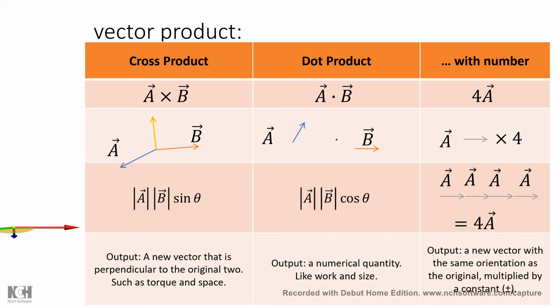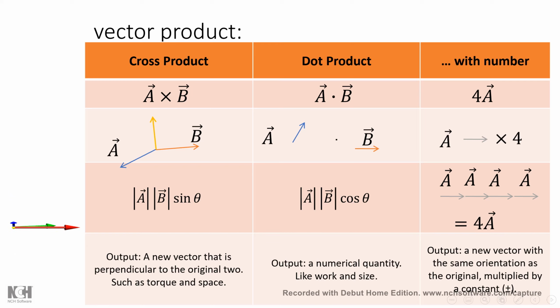Okay, we have vector product. We will face this operation in the future many times, but I will talk briefly about it now. We have more than 3 ways to do a vector product. This one is the cross product, which is A cross B.